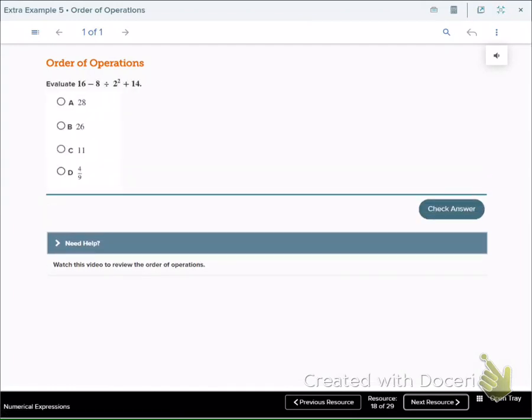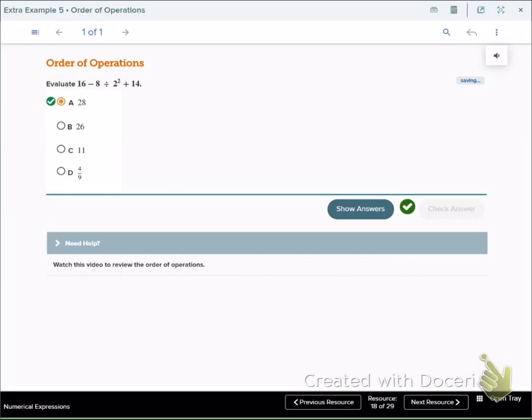Again, take a second to pause the recording and try this on your own and see if you can come up with the correct answer. Okay, I did my power first. 2 squared is 4. Then I did the 8 divided by 4, taking care of that division, and I got 2. So 16 minus 2 is 14. 14 plus 14 is 28, and that is the correct answer.